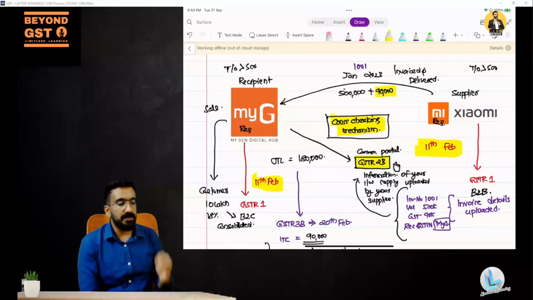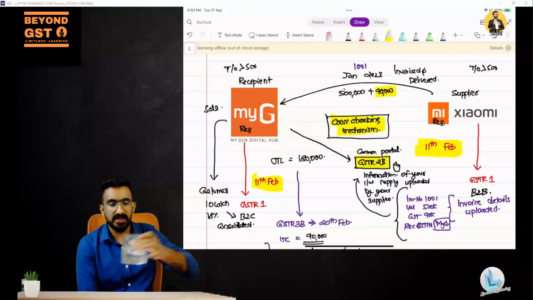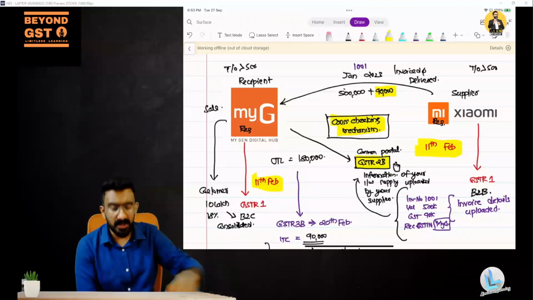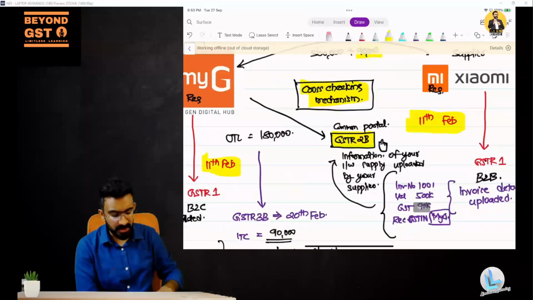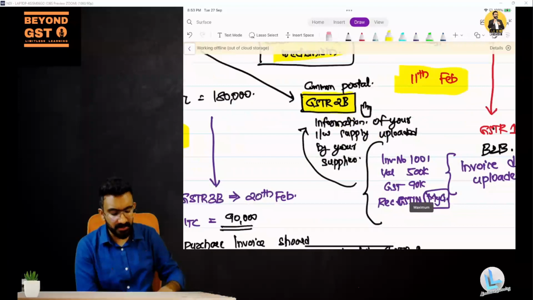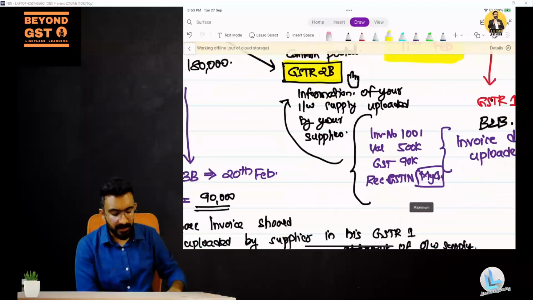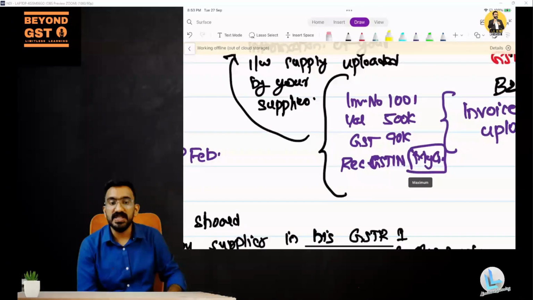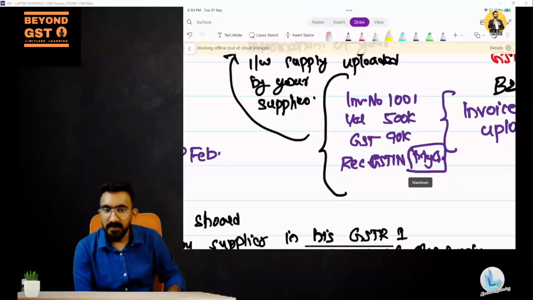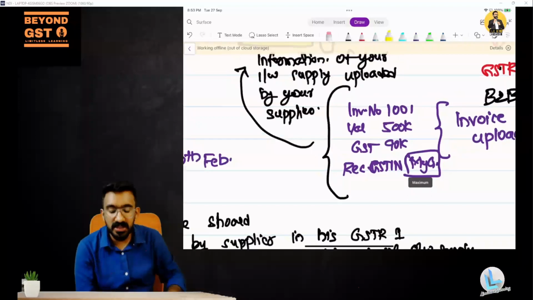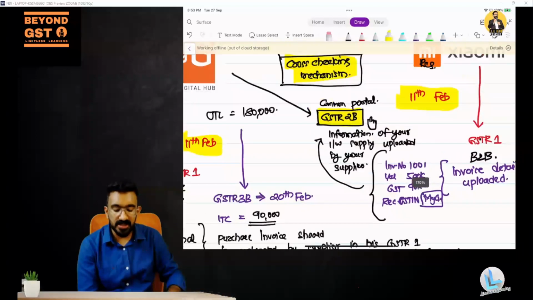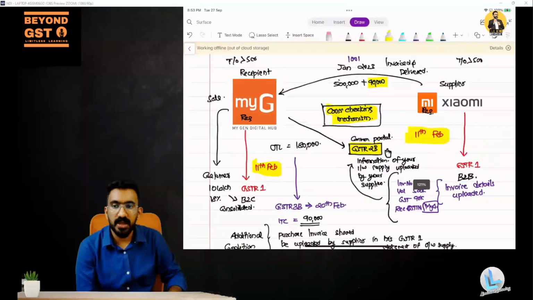So when the supplier is uploading invoice-wise details in GSTR1, in that detail, what are the information available? What is the invoice number? What is the value? What is the GST? Who's the recipient? Who's the supplier? Which means with this information, can the government identify the recipient is MyG? Can the government identify the recipient is MyG?